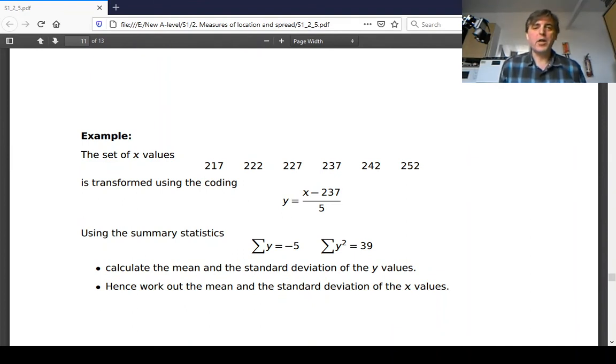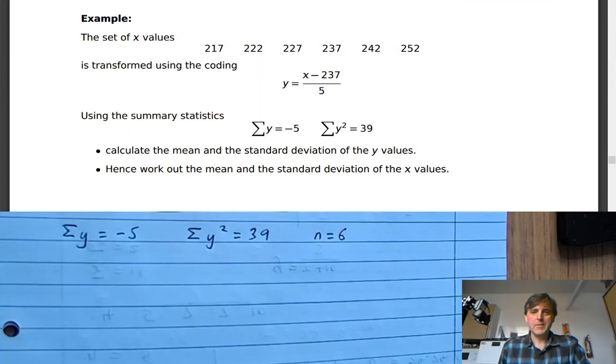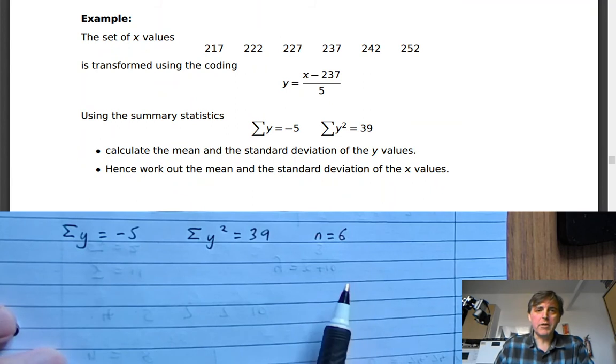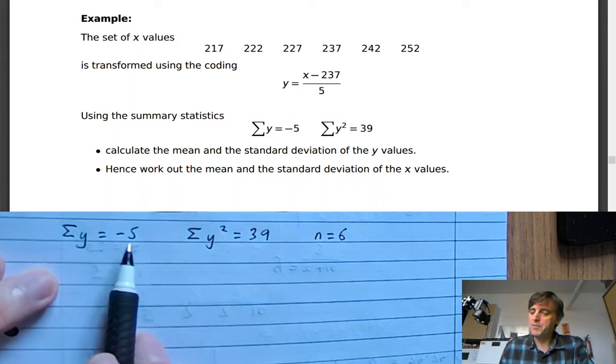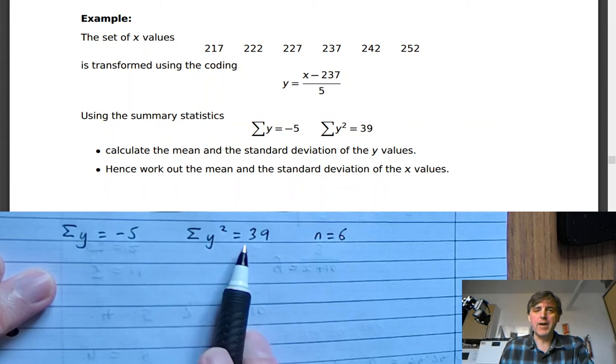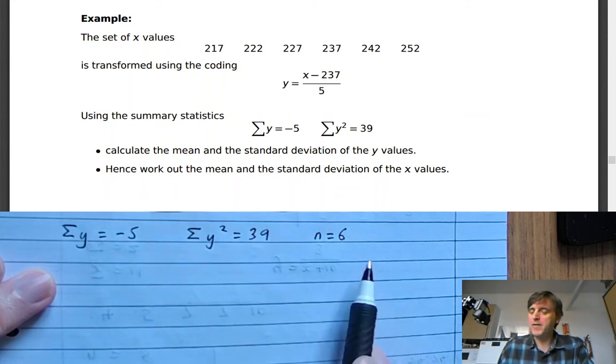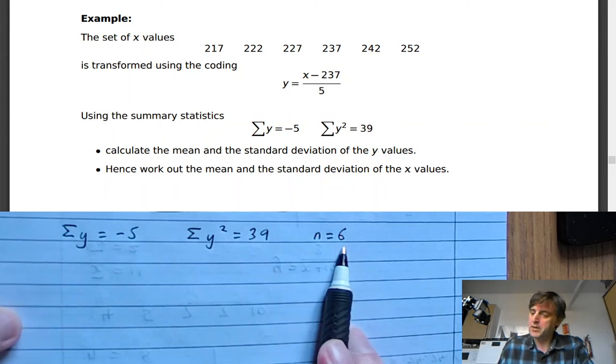All right, one last type of question which I want to finish off with here. This is kind of trying to put it all together into a whole process, and we'll have a look at this one as an example. We'll go through it together here. So let's see if we can actually work through this one together then. You'll notice they've done a little bit of the work for us here. They've done the coding, and then they've told us the sum of the coded values and the sum of the squares of those coded values, because that's going to help us calculate our mean and standard deviation. I've also noted the fact that we've got 6 items of data here, because that's going to help us too.